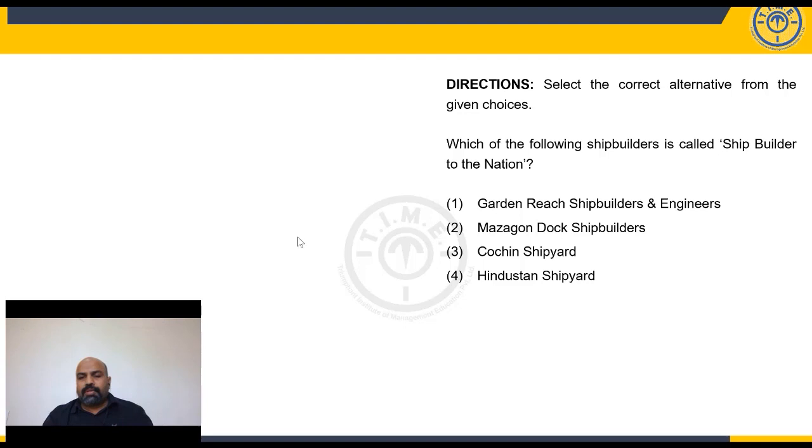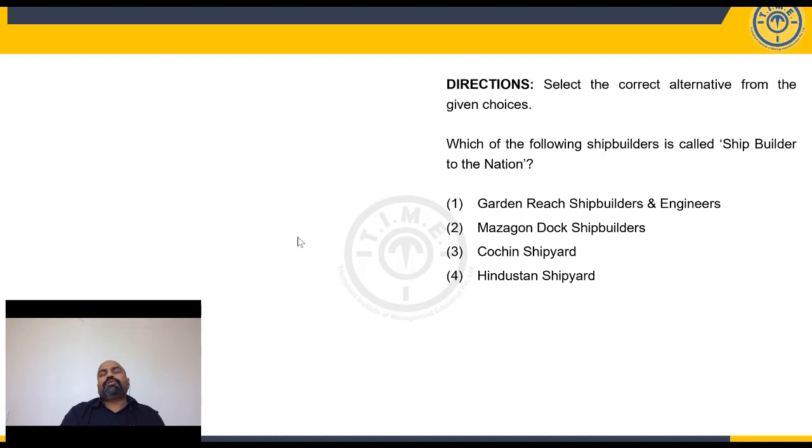Next, number 7, Tuticorin, T-U-T-I-C-O-R-I-N, Tamil Nadu, now called Chidambaranar, C-H-I-D-A-M-B-A-R-A-N-A-R Port. Next, 8th one, Chennai Port.